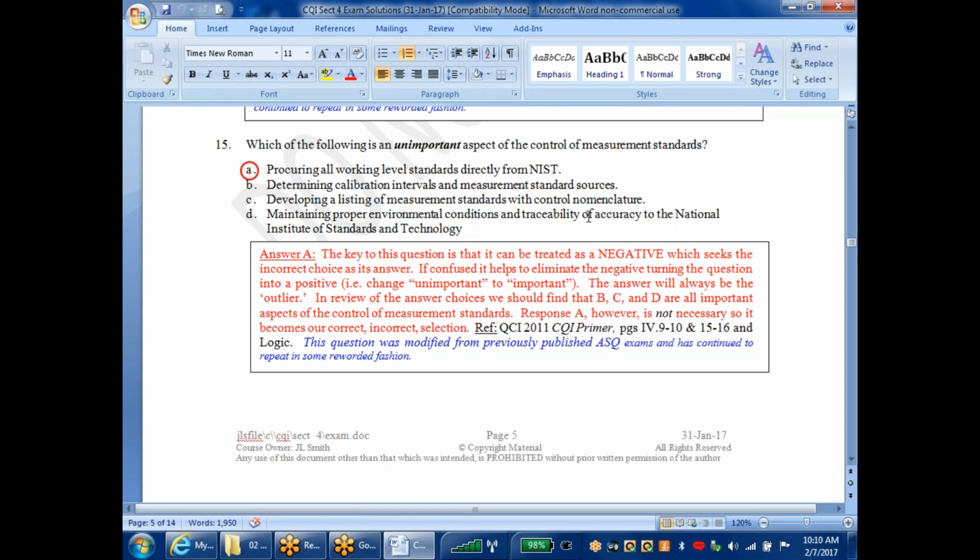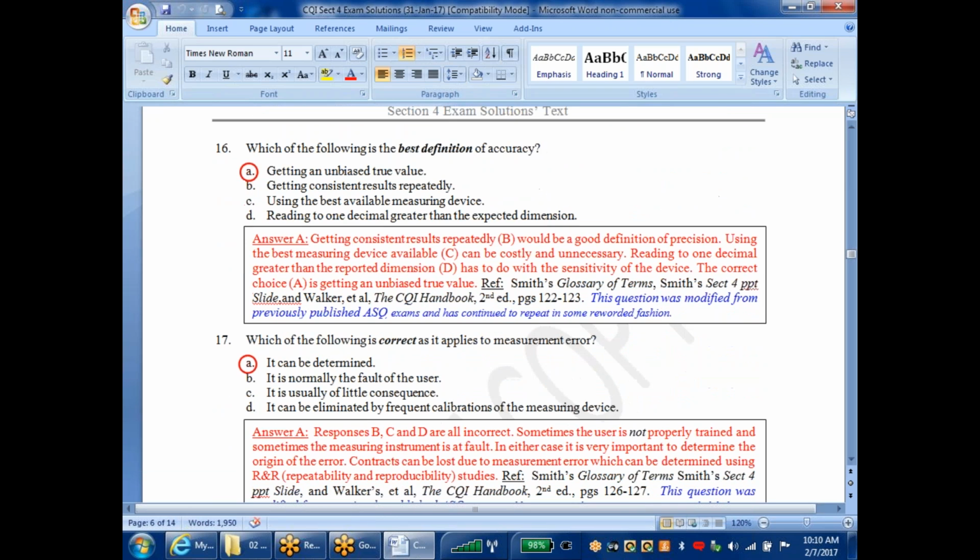Yeah, that's good too. So that's the value of turning a negative slanted word to a positive: you can easily pick out that B, C, and D are important. The least important, or the unimportant one, is A. You don't need to buy from NIST for all working level gauges. Hopefully that makes sense to you.